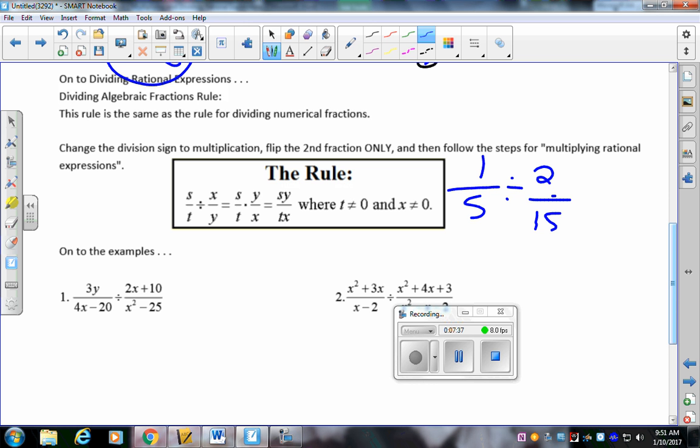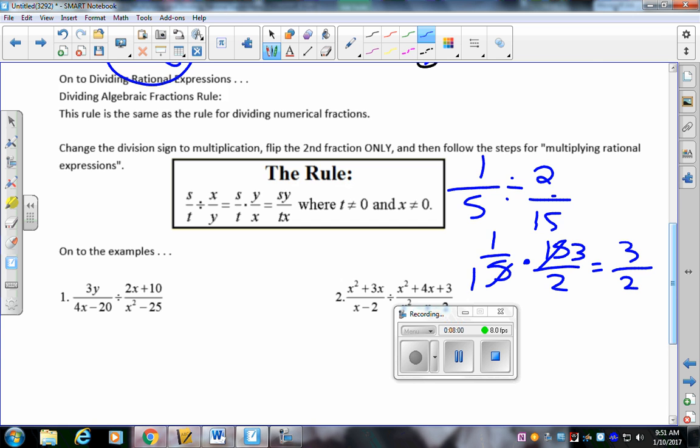If we flip the second fraction, okay, KFC, keep, flip, change the sign to multiplication, whatever little gimmick you learned. But we're multiplying by the reciprocal, essentially, is what we are doing. And then from there, we treat it exactly like a multiplication problem. Reduce and then multiply, okay? So the 5 and the 15 can reduce. So in this case, I'd be left with 1 times 3 over 1 times 2.